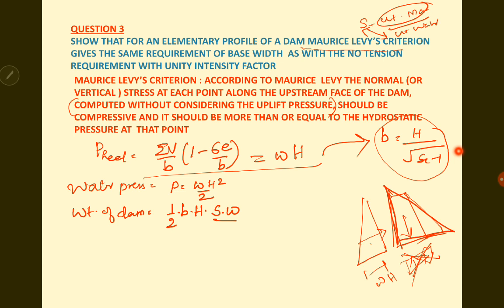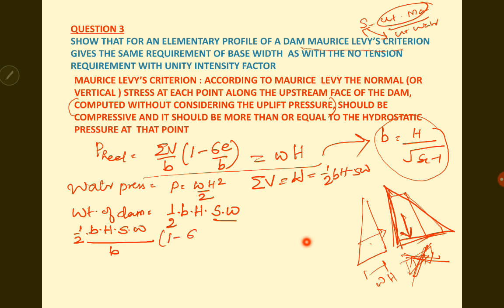Now what will be sigma V in this case? Sigma V is the summation of all the vertical forces. Is there uplift pressure? Uplift pressure is not there. So what is the only vertical force here? That is the weight of the dam. So sigma V is equal to half into B into H into S into W. That is the value of sigma V. So you can substitute this value in the equation. What does the equation become? Half into B into H into S into W divided by B into 1 minus 6E by B is equal to W into H.